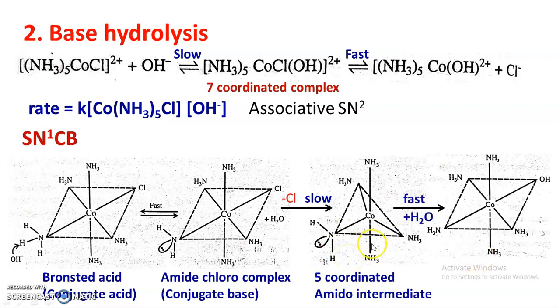Now this amido intermediate reacts with water and we get the desired product where the cobalt is attached to 6 ligands. From this water, the OH group is directly attached to cobalt, and one of the hydrogens is attached to the nitrogen of the NH2 group, which is converted into NH3. So overall, the Cl attached to cobalt gets replaced by the OH group, and therefore this is the example of a base hydrolysis reaction.